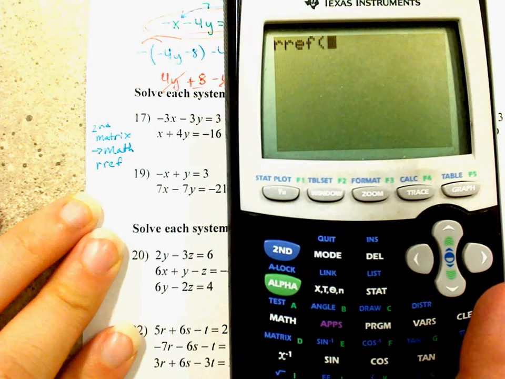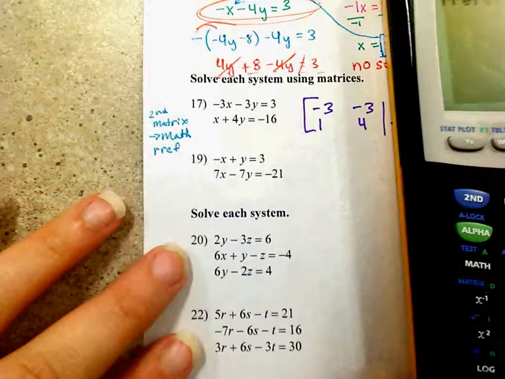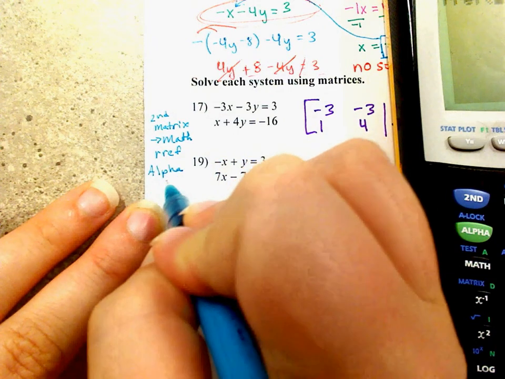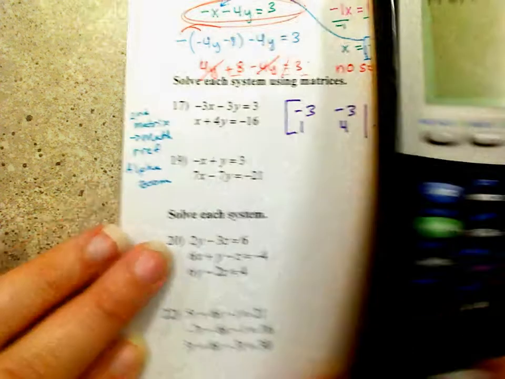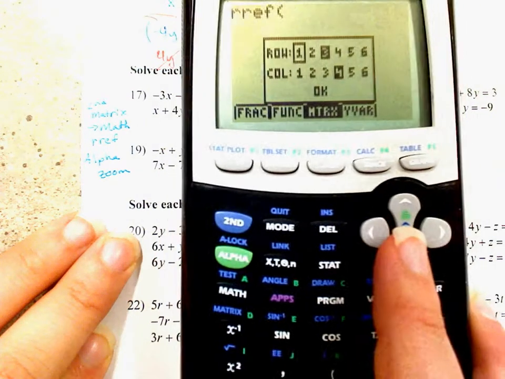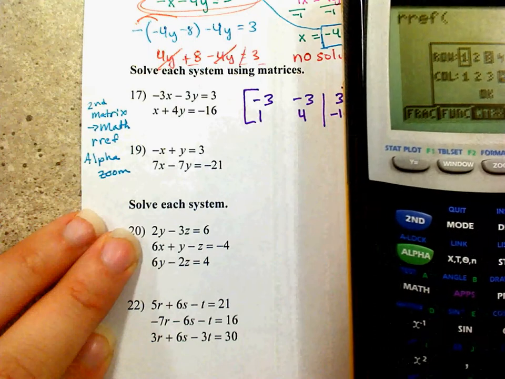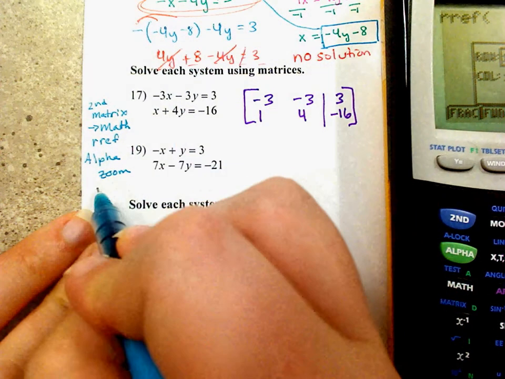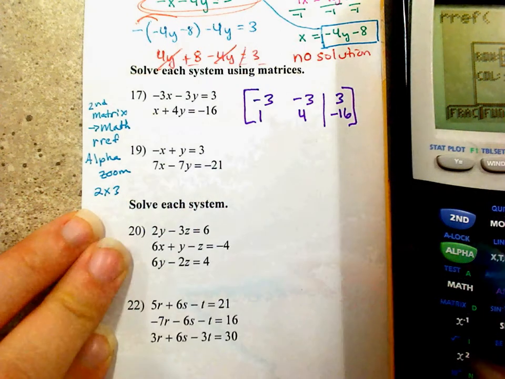Alpha zoom. So if I go alpha zoom, is this a 3x4 that we're typing in? Yeah, 2 rows, 3 columns, so it's a 2x3. So I'm going to go over to 2, press enter, down to 3, press enter, press OK. And I just type in my numbers.